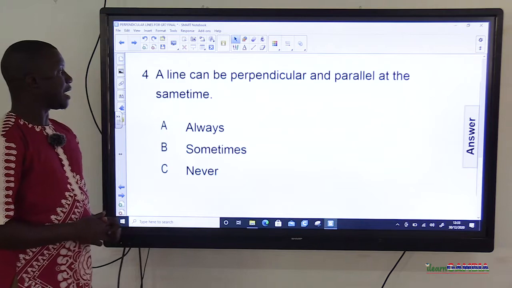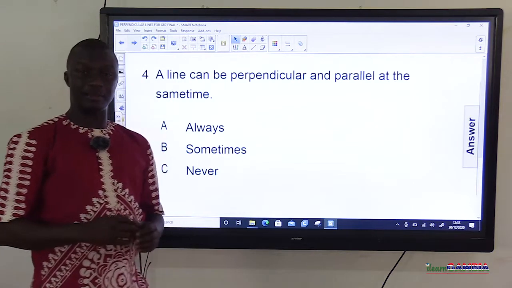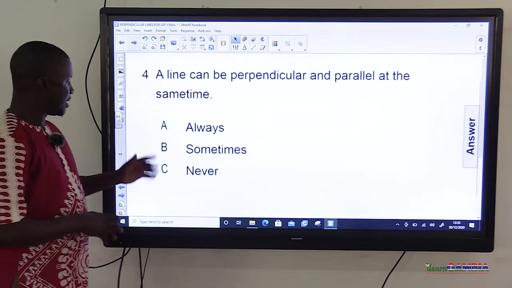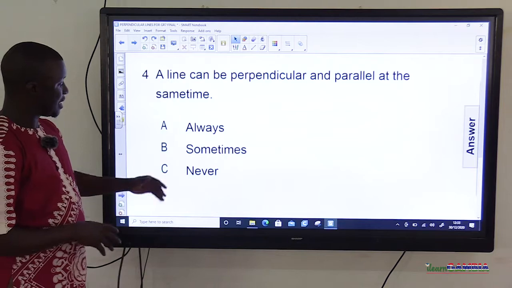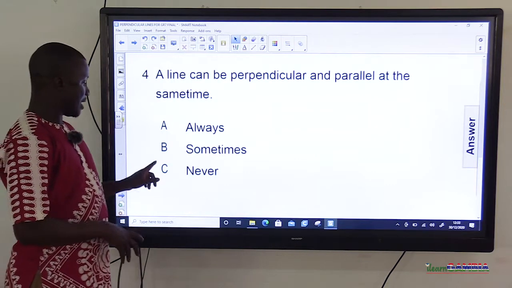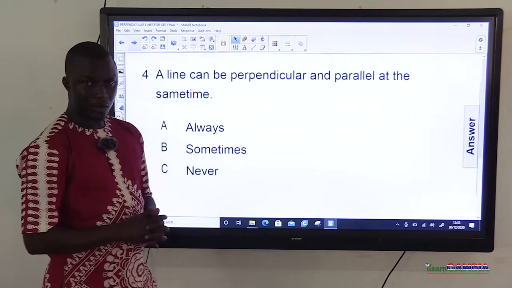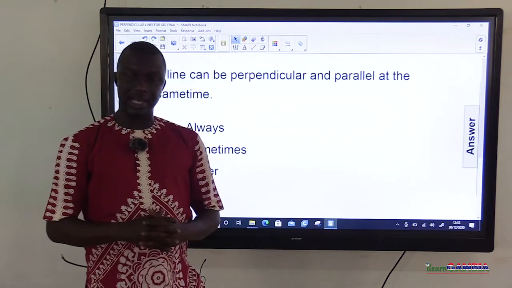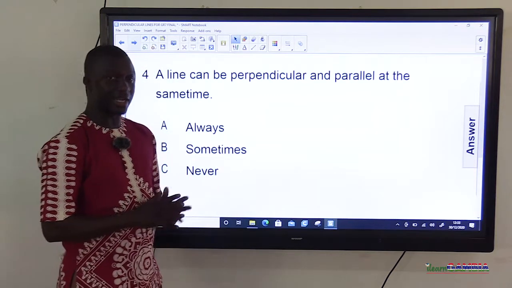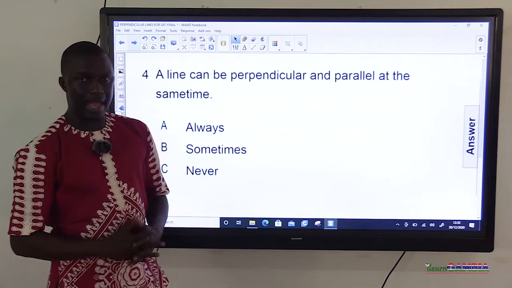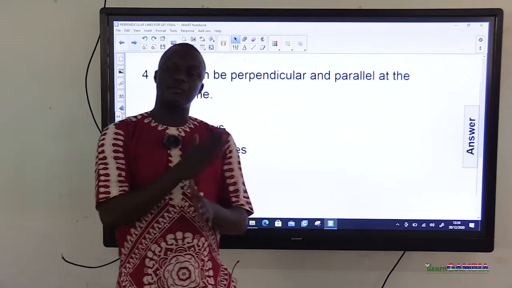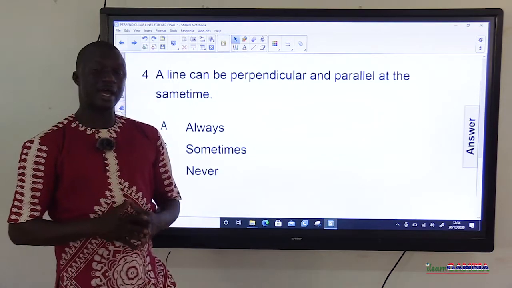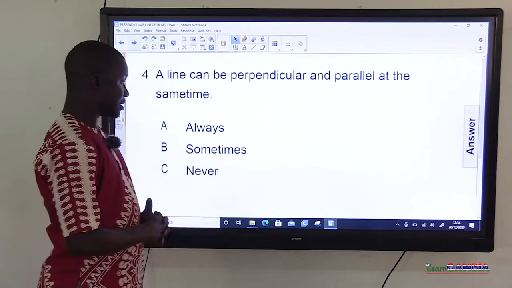Question 4 says, a line can be perpendicular and parallel at the same time. A says always, B says sometimes, and C says never. The correct answer here is never. Perpendicular lines and parallel lines cannot be perpendicular and parallel at the same time. Remember, the property of parallel lines is they shall never meet, and perpendicular lines must meet at a point, and that point must be a right angle. So therefore, lines cannot be parallel to each other and at the same time perpendicular. That is never.